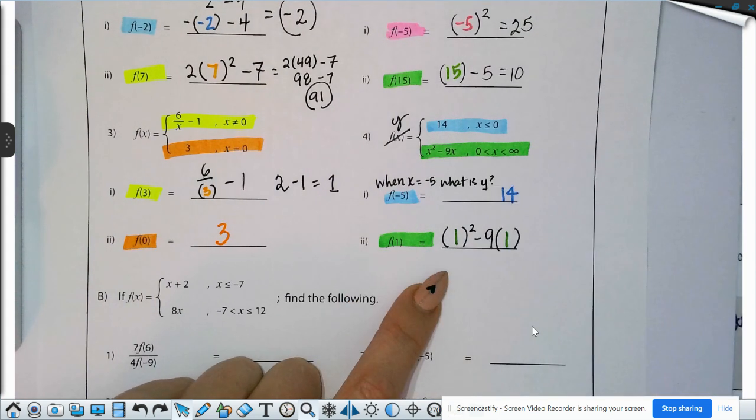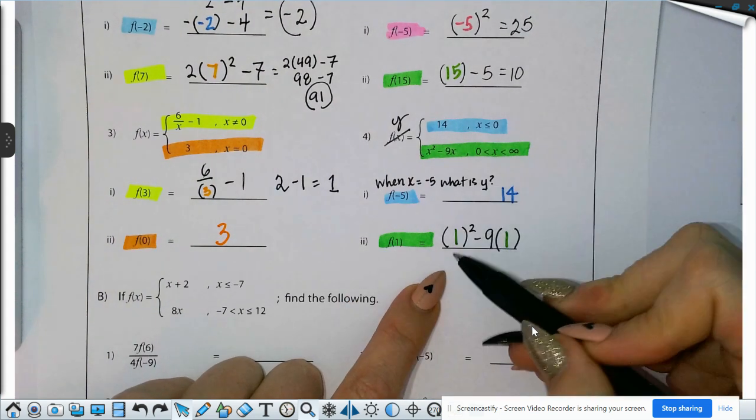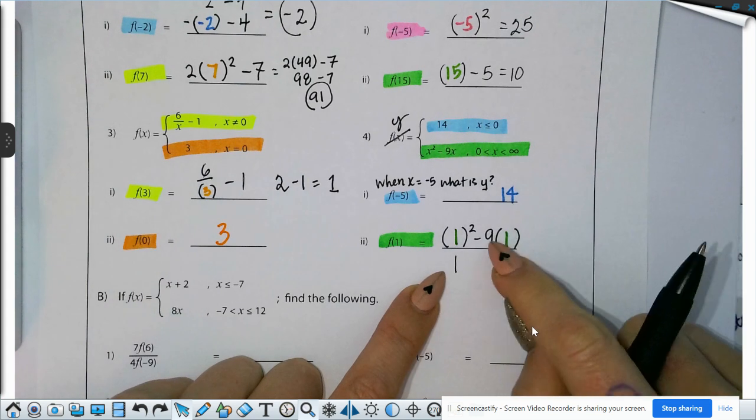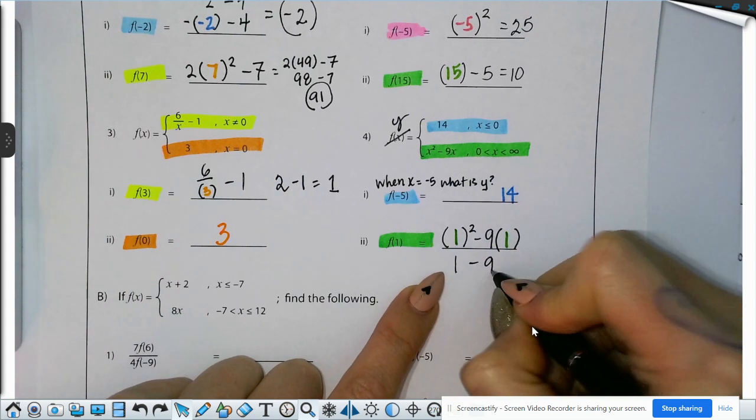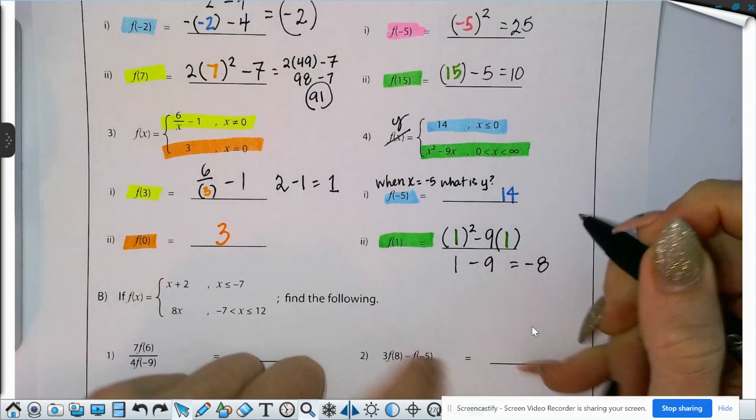That x is gone. Then you're going to solve it. So 1 squared, which is 1 times 1, is 1. Negative 9 times 1 is going to be a negative 9. And so our answer should be negative 8.